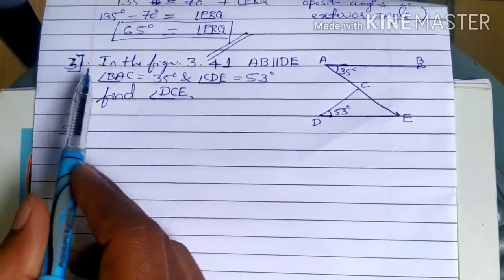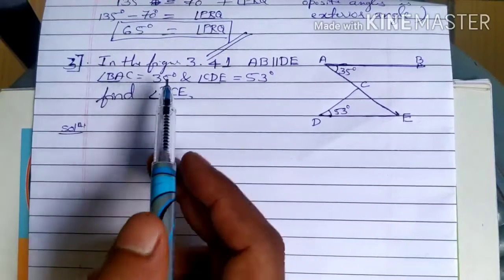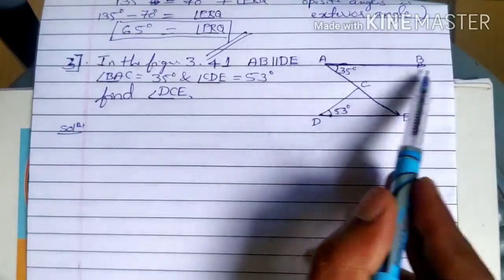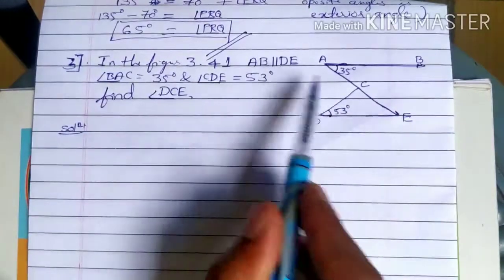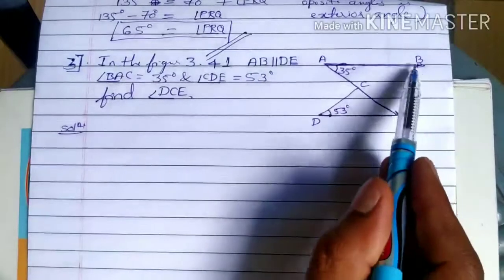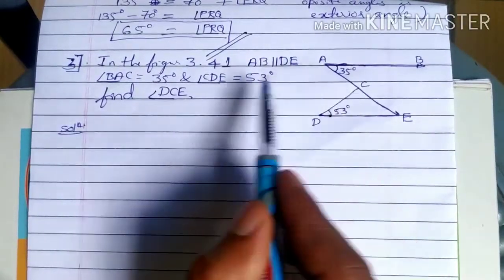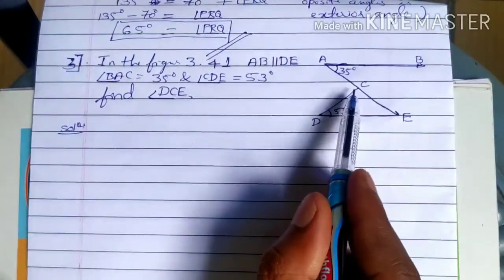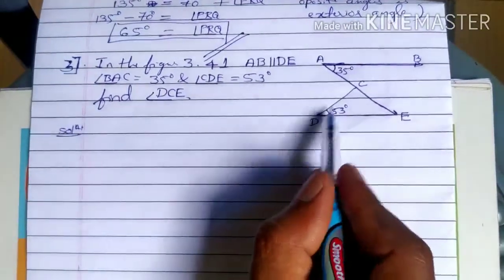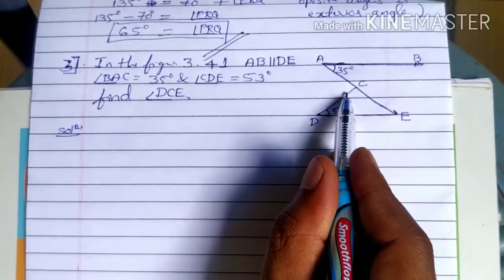Okay, now we shall discuss the third question. The second one you can try. In figure 3.41, AB is parallel to DE, angle BAC is equal to 35 degrees. Angle BAC, this angle, is 35 degrees. Angle CDE is 53 degrees. Find angle DCE. So this angle we have to find.